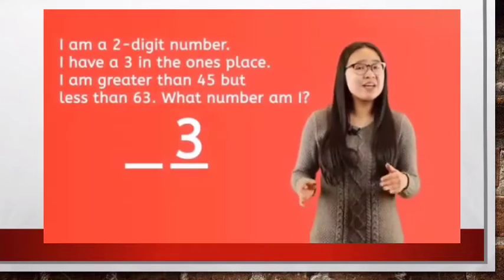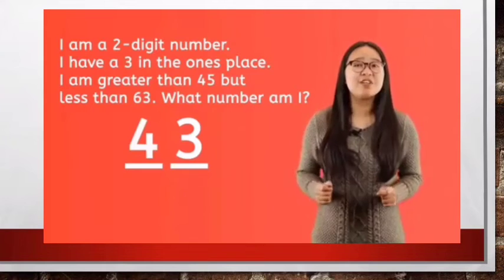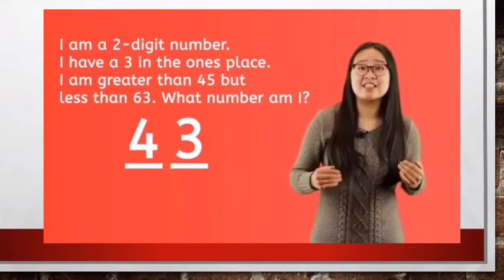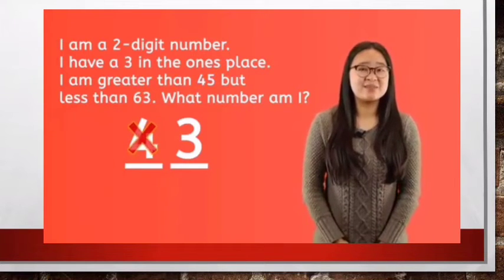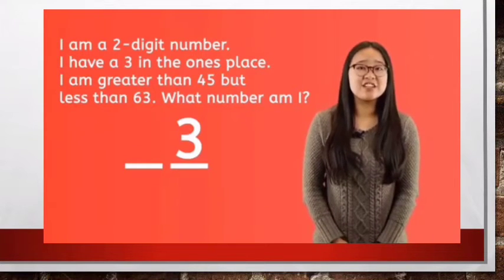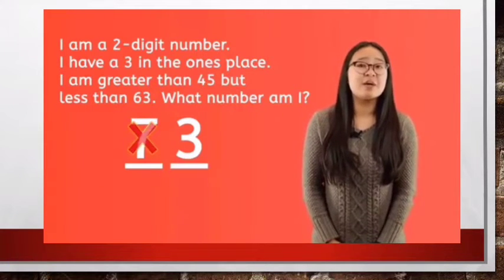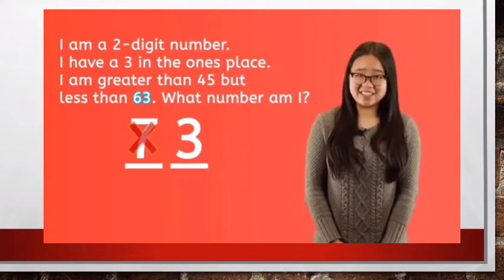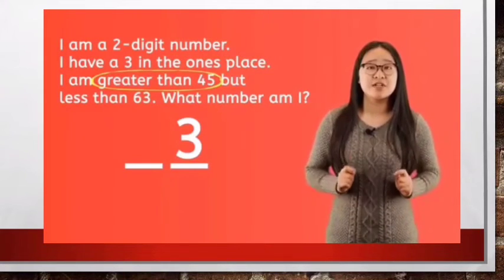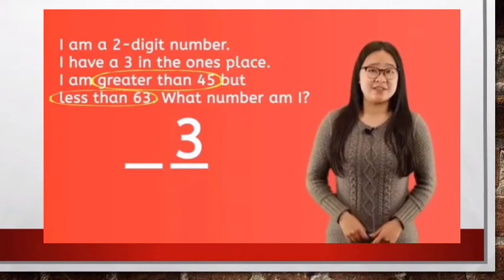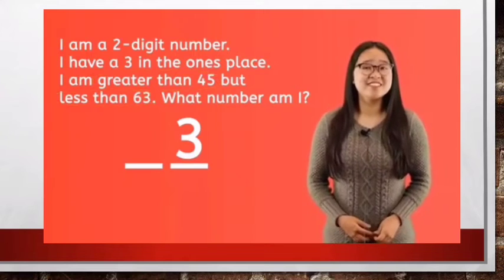Good catch. Okay, so can the digit in the tens place be a 4? No. You're right, that would make the number less than 45, wouldn't it? Good guessing and checking. Let's guess another digit. Could there be a 7 in the tens place? No again. That would make the number greater than 63. Remember that the problem says that the final number is greater than 45, but less than 63. Can you now make an educated guess to solve this problem?